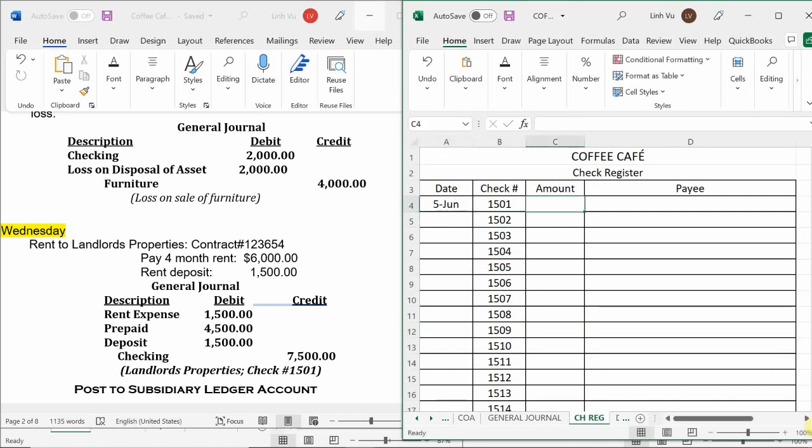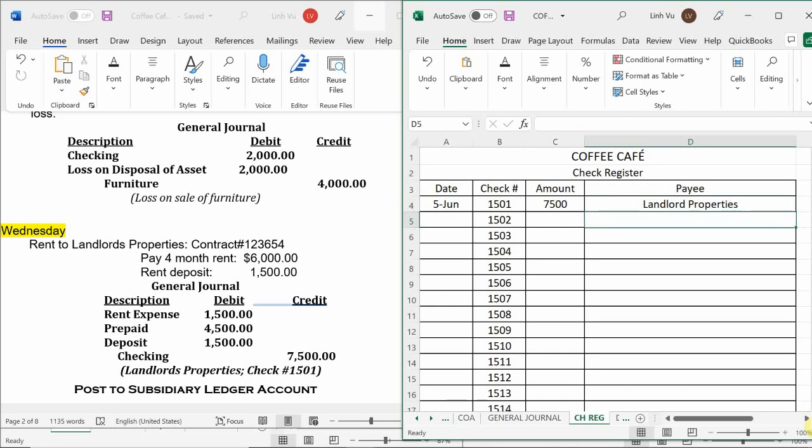Okay? And how much did I write the amount for? 7,500. Who did I write this out to? Well, who's the person I wrote this check out to? Landlord. Landlord Properties. Okay, so that's what I'm going to put here. Landlord Properties.